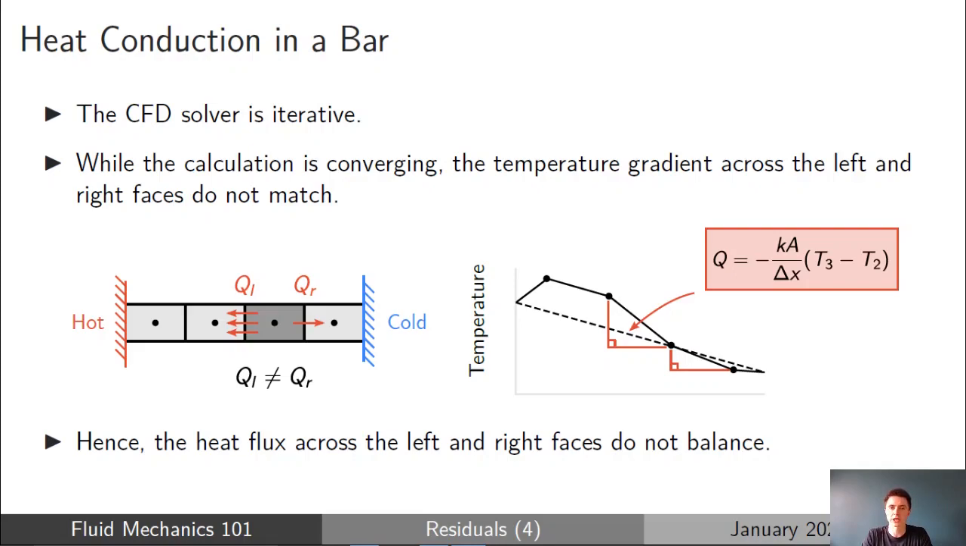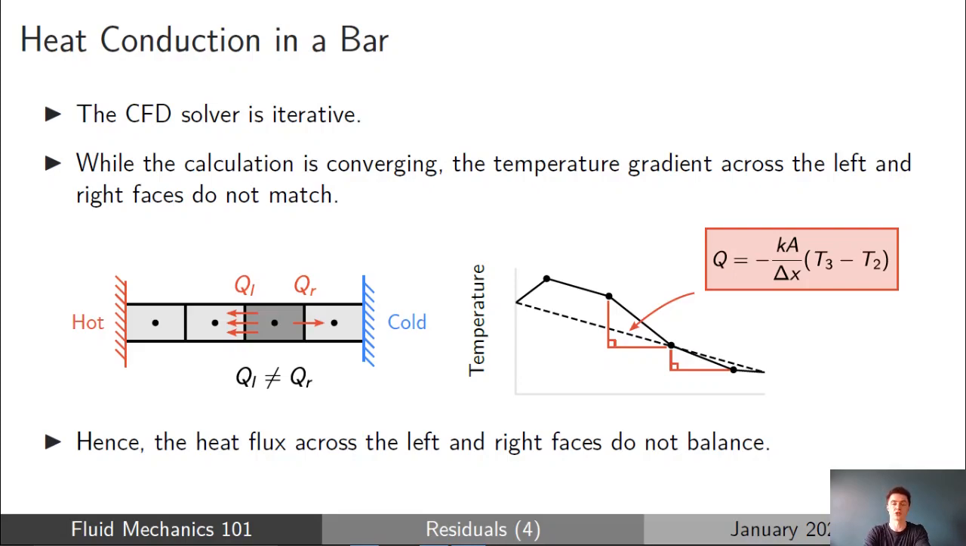And we can quite clearly see that for this example, if we look at the third cell in the mesh, the temperature gradient across the left face of the cell is much steeper than the temperature gradient across the right face of the cell. And this means that the heat flux across the left face of the cell is not equal to the heat flux across the right face of the cell.